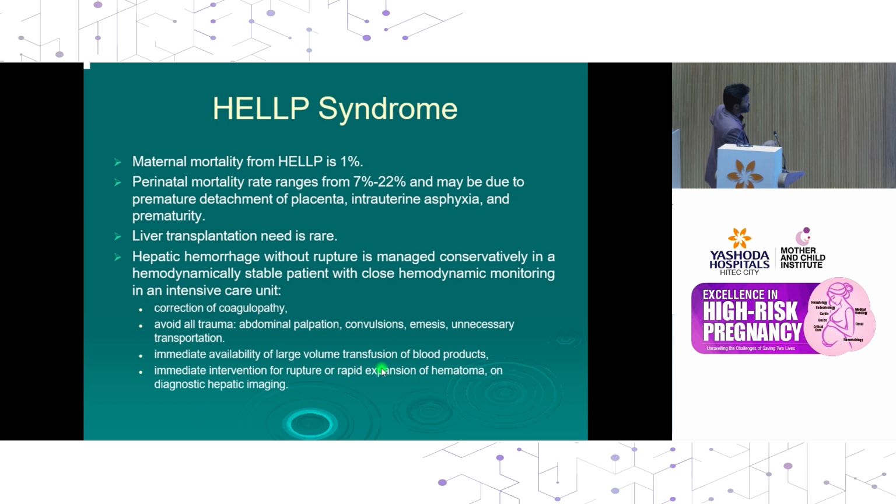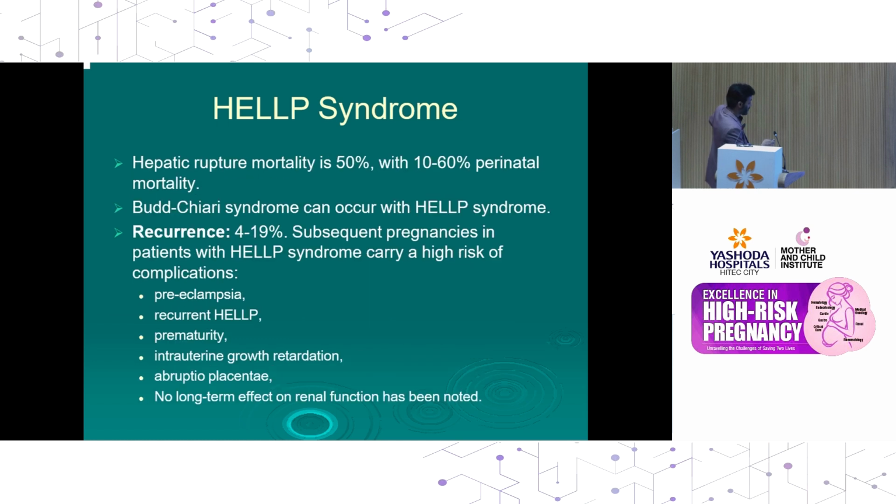If there is any sign of rupture or rapid expansion of hematoma, then you should be going for interventions, either radiological interventions or surgical interventions. If they do have hepatic rupture, the mortality is almost up to 50%. So therefore, we should keep a very high index of suspicion in patients with HELLP syndrome. Budd-Chiari syndrome can also occur with HELLP syndrome, another condition which is commonly seen in pregnancy. Recurrence rates are also high. Therefore, it's very important that you counsel your patients for any kind of HELLP syndrome, especially if they have any preeclampsia, prematurity, or abruptio placenta. They have very high risk of developing HELLP syndrome.